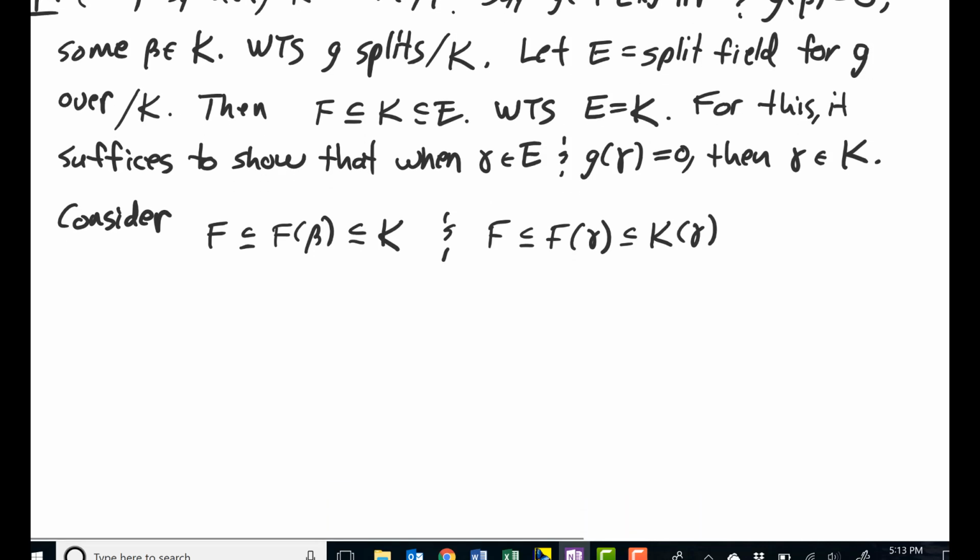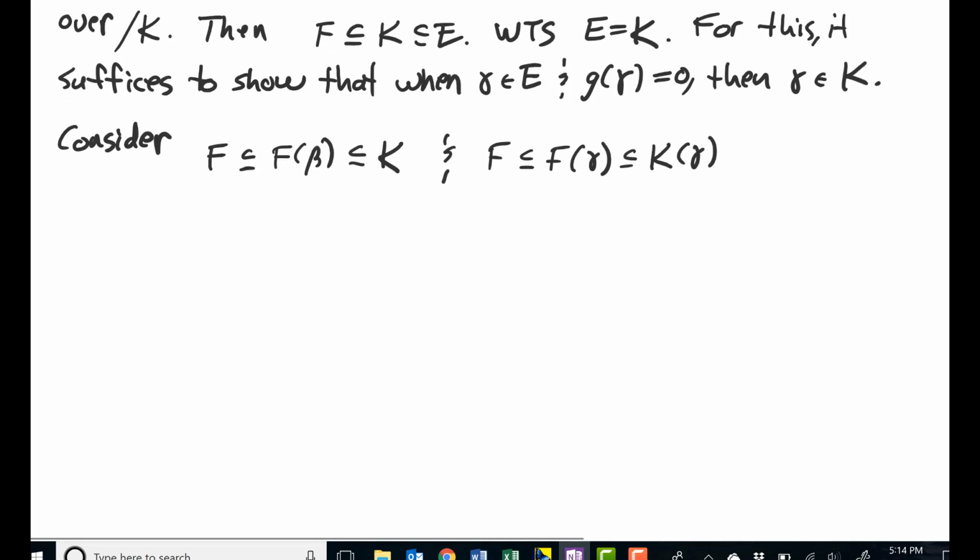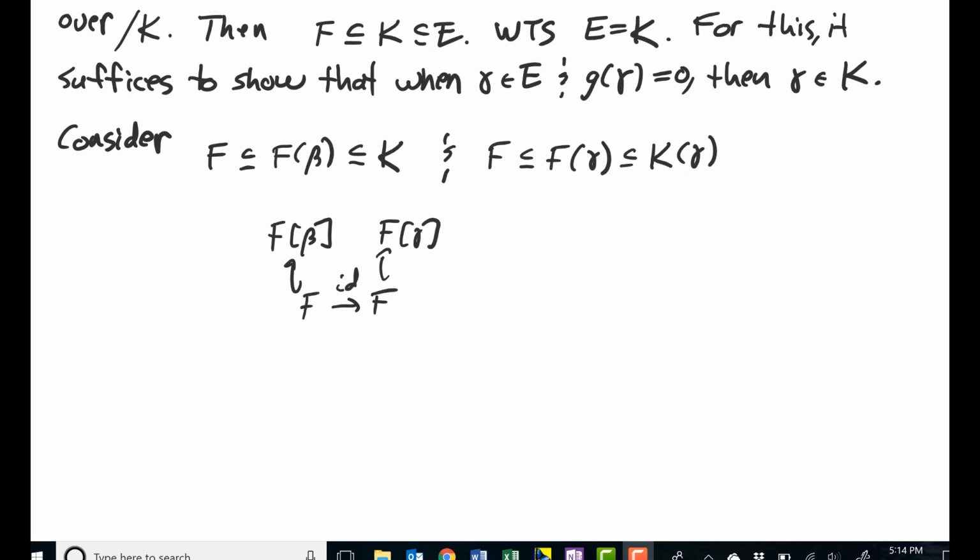All right, so let's go ahead and start. So by the previous theorem, there is a map that goes like this, an isomorphism psi. Psi will take beta to gamma because these are both roots of the irreducible h, and it'll make this commutative. In other words, psi is an f map.